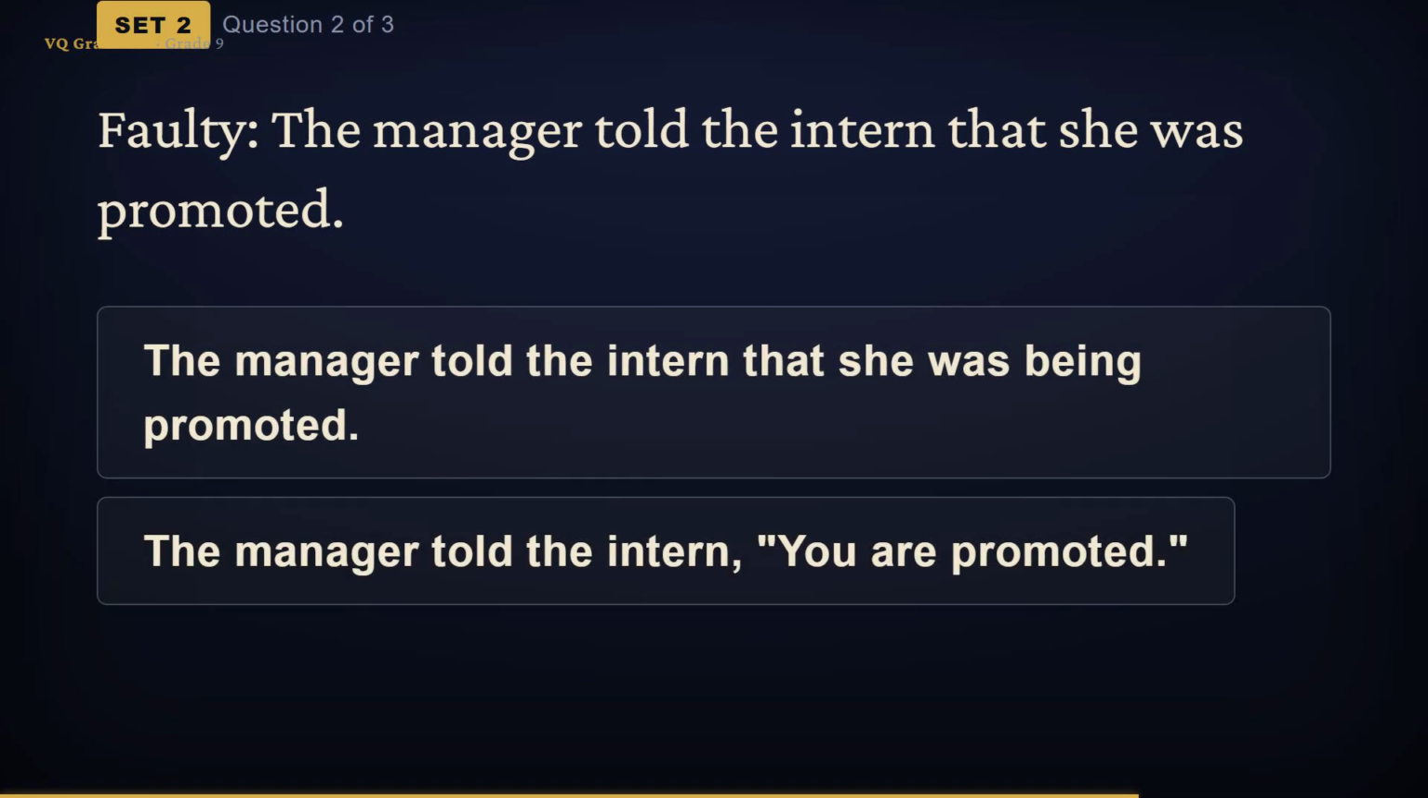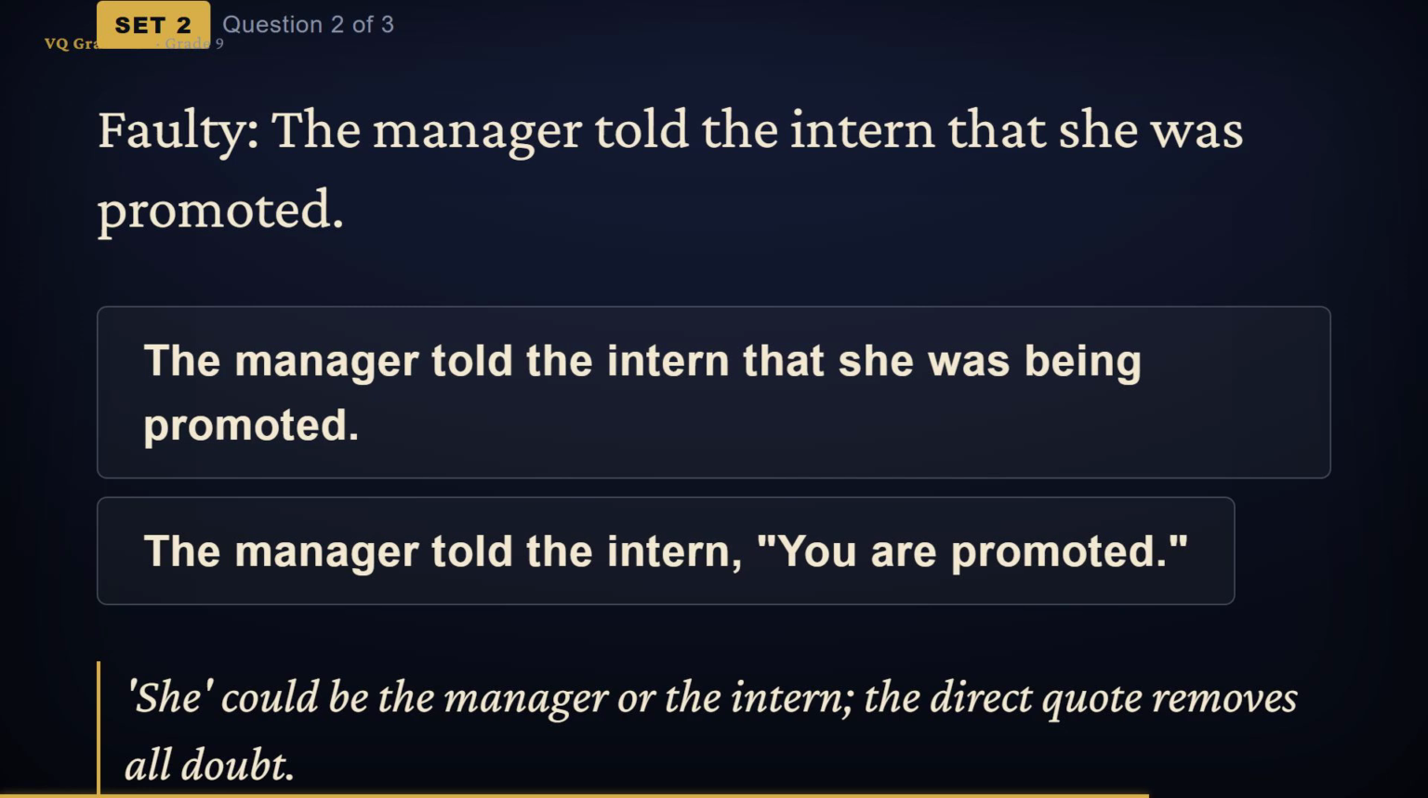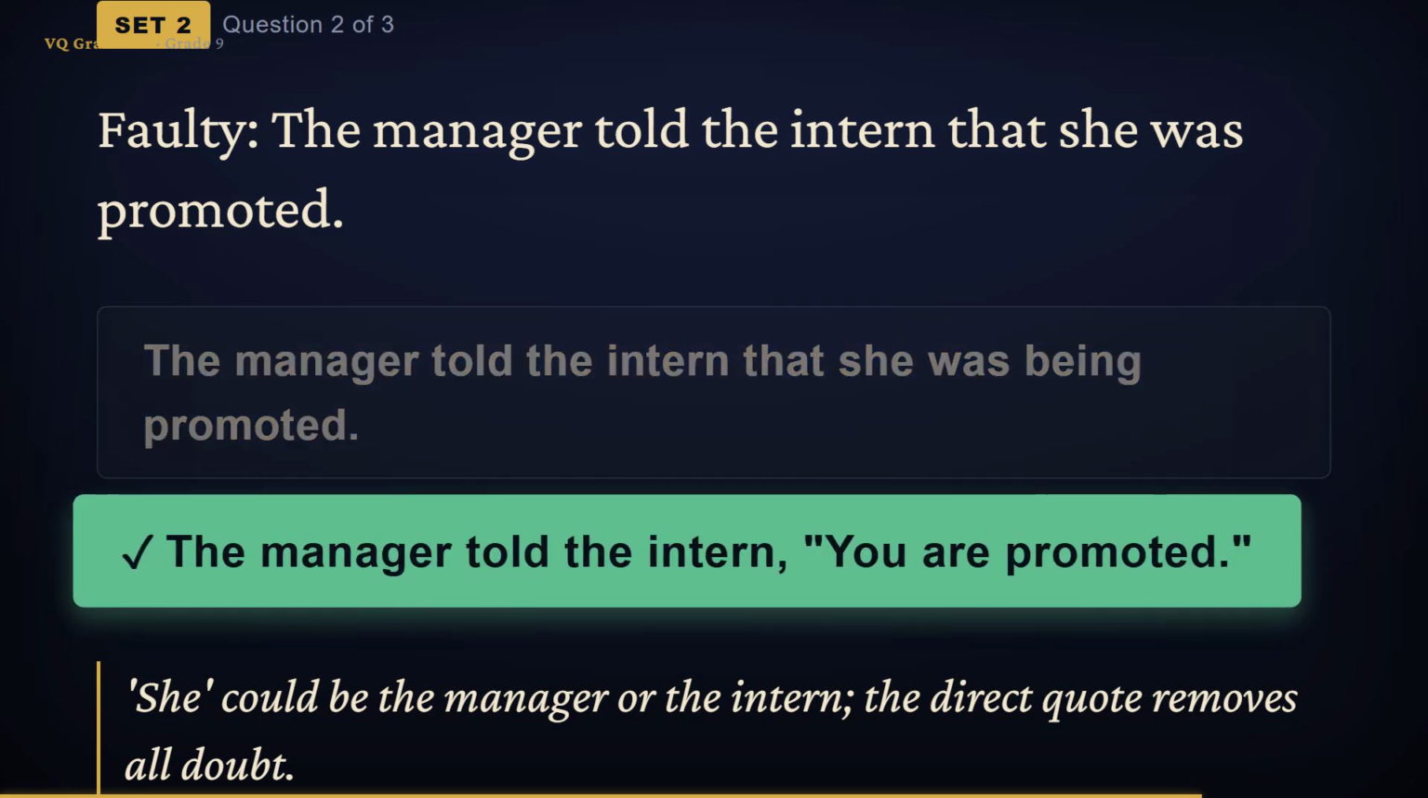The manager told the intern that she was promoted. Who is she, the manager or the intern? We can't tell, so it's ambiguous. The first revision still leaves that same fuzzy she, so it doesn't fix anything. The second turns it into a direct quote. You are promoted. And now there's no doubt at all. The answer is the second option.